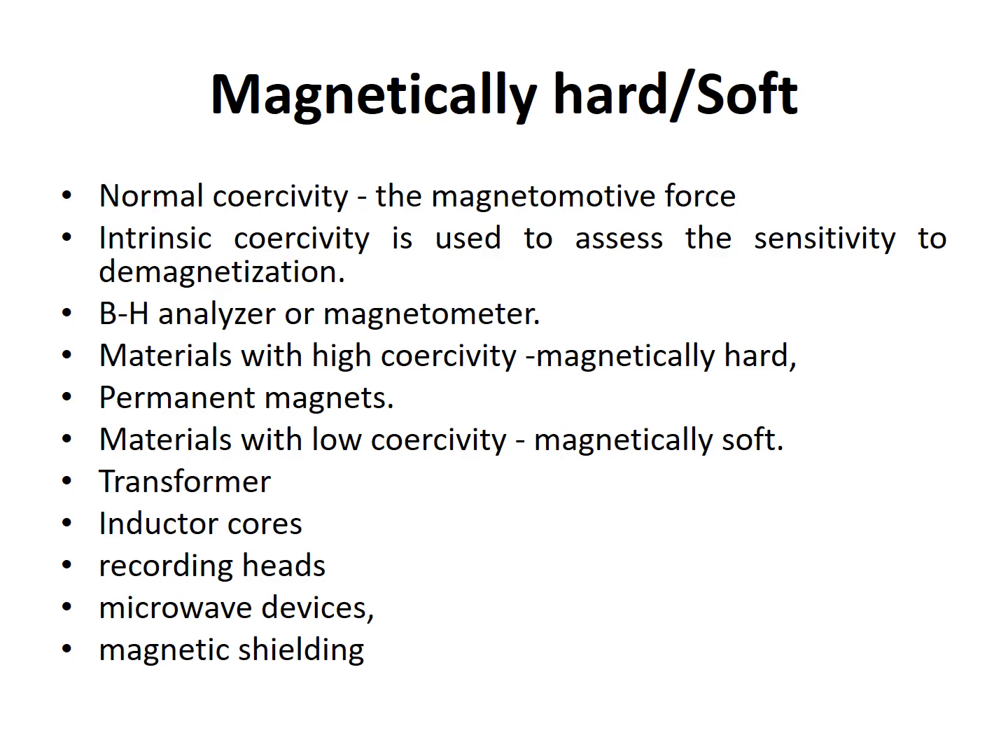Ferromagnetic materials with high coercivity are called magnetically hard and are used to make permanent magnets. On the other hand, the materials with low coercivity are said to be magnetically soft. The latter are used in transformers and inductive cores, in recording heads, microwave devices, and other magnetic shielding materials.